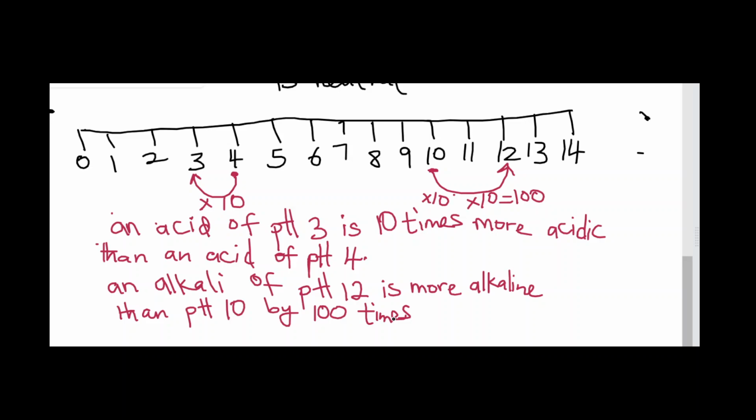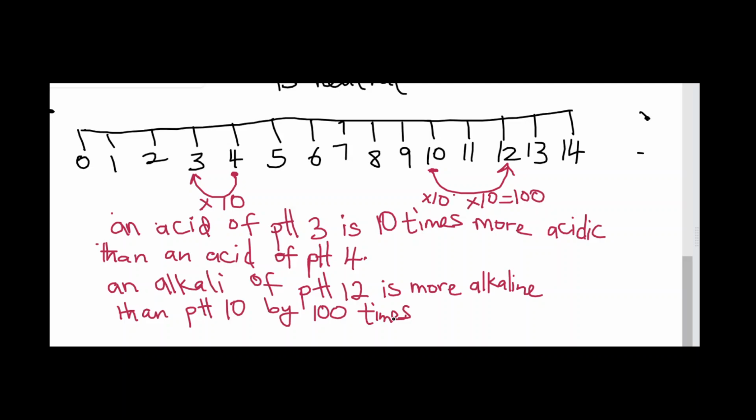So for example, a pH 5, all right, is 100 times less acidic than a pH 3. And it's 100 times because for you to go from 5 to 3, you will have to go 5 to 4 first, which is times 10, and then 4 to 3 times another 10, okay, making 100. So pH 5 is 100 times less acidic than a pH 3.